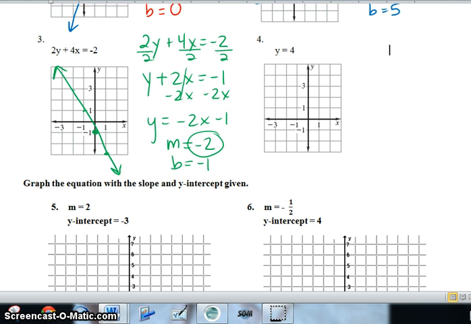Our next equation is a little tricky because it has the value of y equals 4. So there is no slope because there's no x value. We could rewrite it as y equals 0x plus 4, but the slope is 0. So that would mean our slope is 0 and our y-intercept is 4. So our line will intercept here, and a line with 0 slope is a horizontal line. So anytime you have y equals and just a number without any x value, then it's a horizontal line.